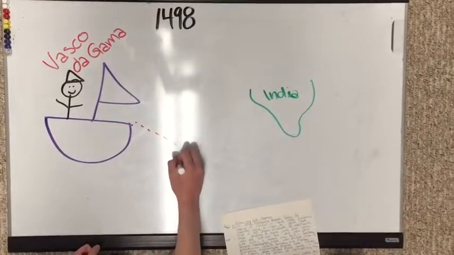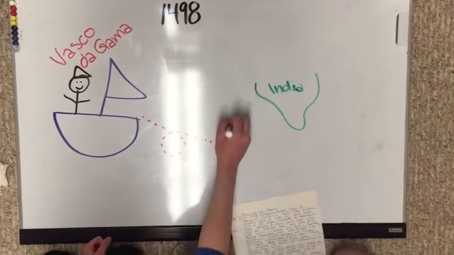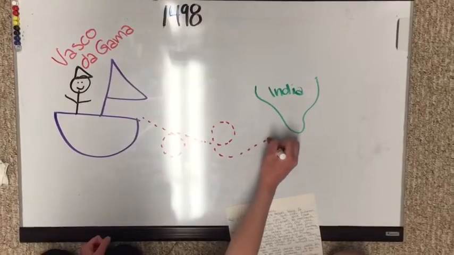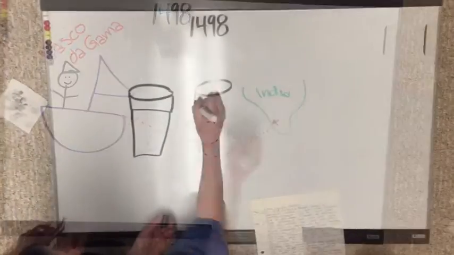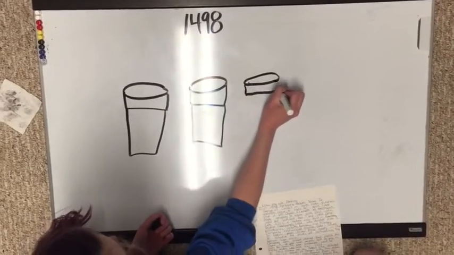In 1498, Portuguese explorer Vasco da Gama found Calicut in South India. European explorers came to India for the spice trade.